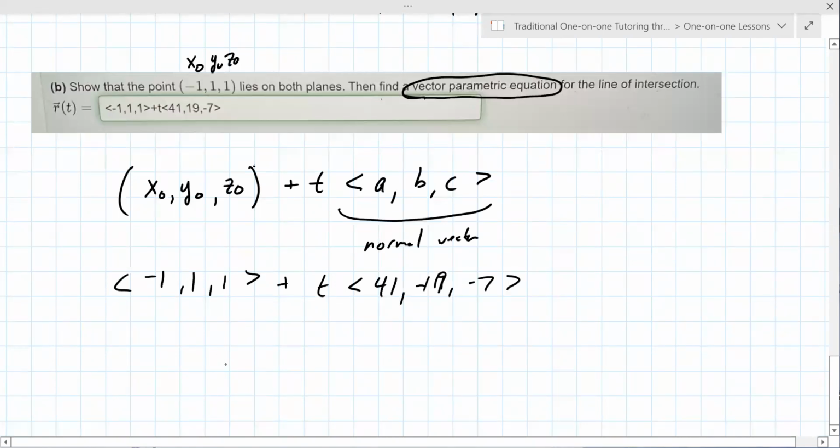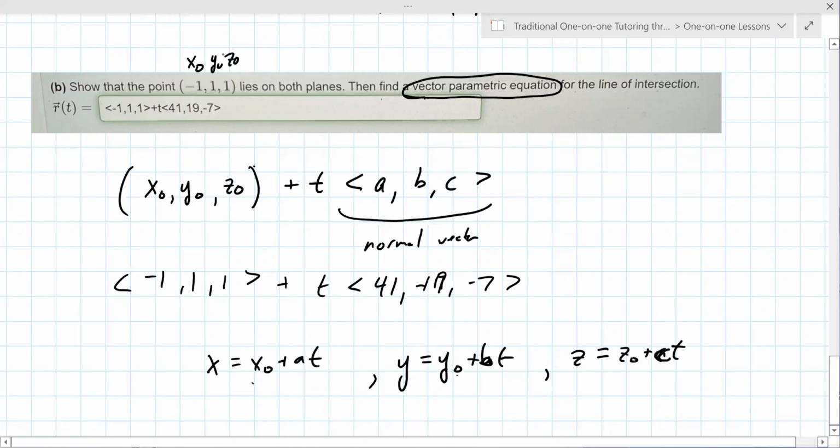So some books do it this way. They go X equals X naught plus AT, Y equals Y naught plus BT, Z equals Z naught plus CT. So the X naught, Y naught, Z naught are the point. It's always the initial point that's on both planes. And then A, B, and C are the normal vector coefficients. Okay.